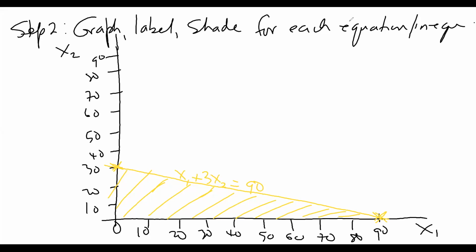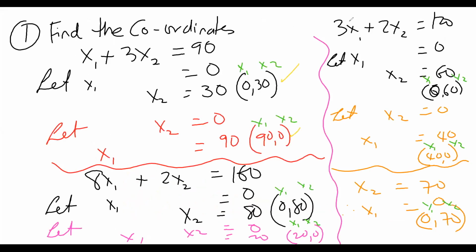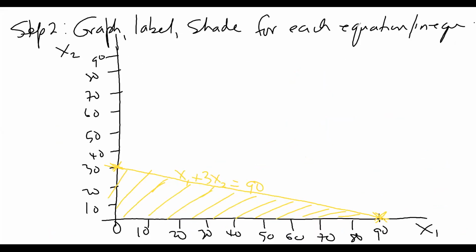Yes, miss. Good. So you go to the next equation now, which needs a brighter green. It is 8x1 plus 2x2 equals 160. The points are 0 and 80, and 20 and 0. So you join your line and you label it.